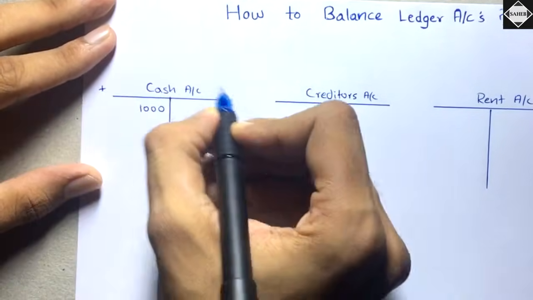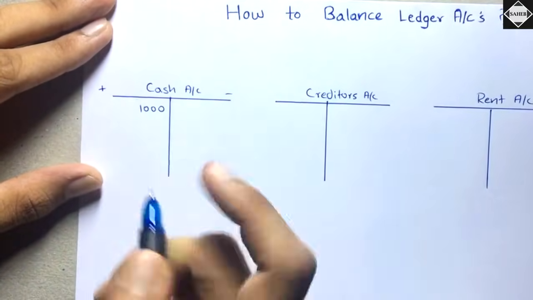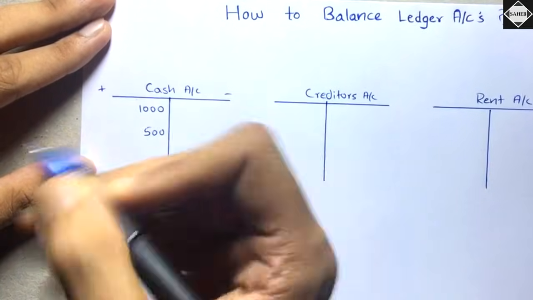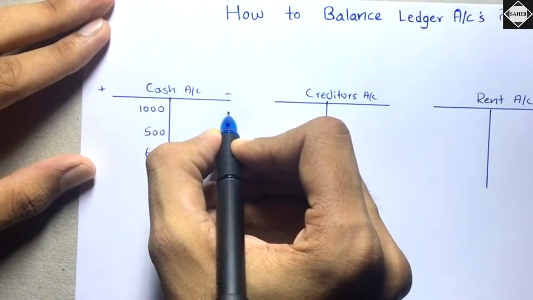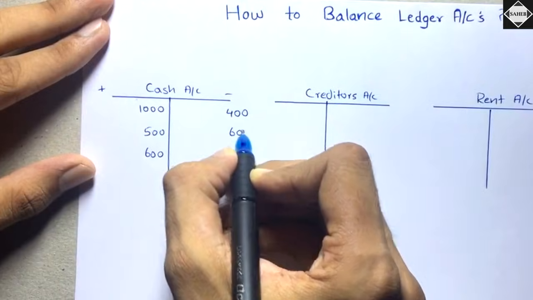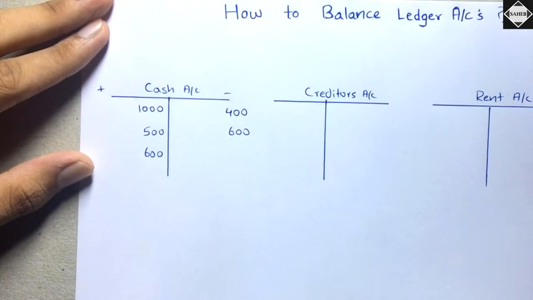Since, you know, cash account is plus and minus, it's debit and credit. It's an asset account. So we had an opening balance of 1000, and then we got money from somewhere, 500, then we got another 600 from somewhere, and then let's say we have spent 400, and then 600, that's all. Then the year ended. Just for an example, don't take these figures seriously.